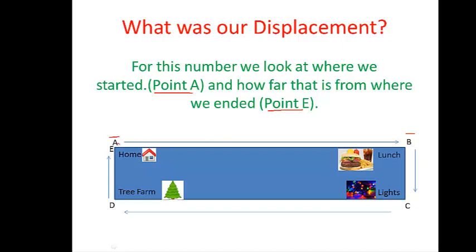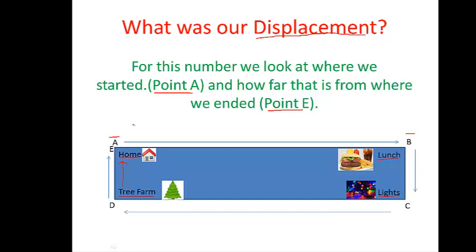But we want to know our total displacement for our entire trip. Now we started at home, so that was point A. We went to lunch, that was point B. We stopped to get some lights, that was point C. We stopped to get our tree, that was point D. And then our final stop was back at home. So we started at home, we ended at home. So what was our displacement?